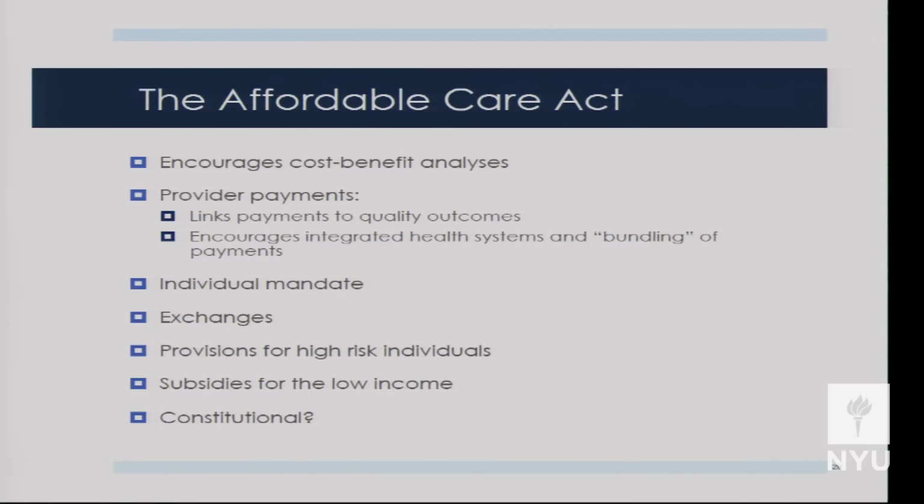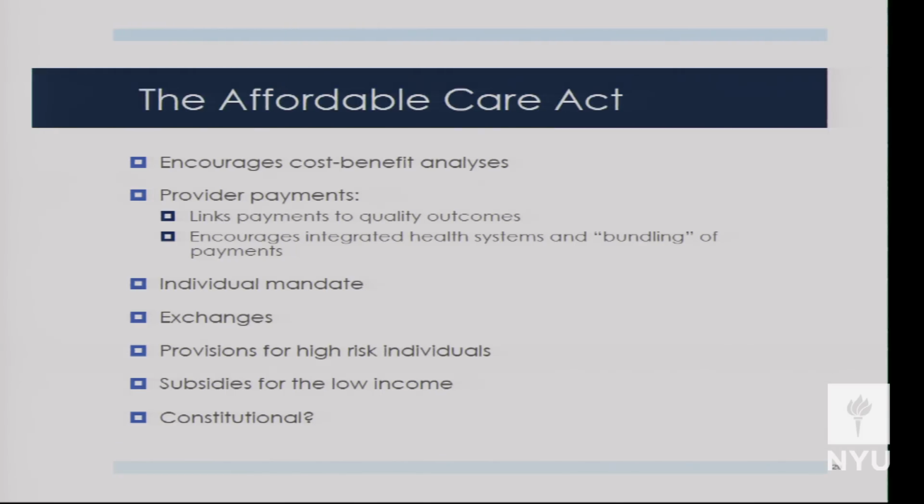It has the exchanges, which help small businesses. It has provisions for very high-risk individuals. You can be pooled into groups, and it helps subsidize premiums for people who have very high healthcare risks. There are subsidies for low-income folks who can't afford the premiums that they're being mandated to purchase. And the final part of it is it's unclear right now if it's constitutional, whether the mandate part is constitutional. And that's what's going through the courts now, and we're waiting to see what happens with that.